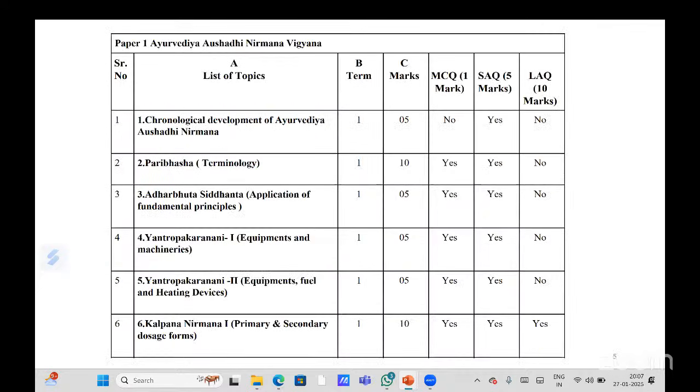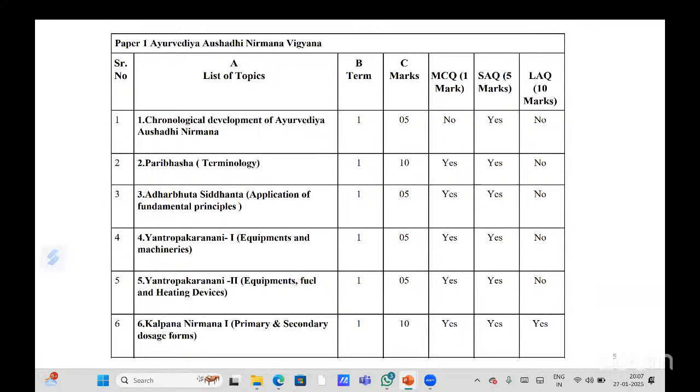In paper 1, that is Ayurveda Aushadhi Nirmana Vijnana, we are having total 14 syllabus points, starting with the chronological development of Ayurveda, Aushadhiya Nirmana. In this, we are having the basic chronological development of Ayurveda, like pre-Vedic, Vedic, and post-Vedic, and recent period. Later, second point is Paribhasha, Adharabhuta Siddhanta, Yantra 1 and Yantra 2.